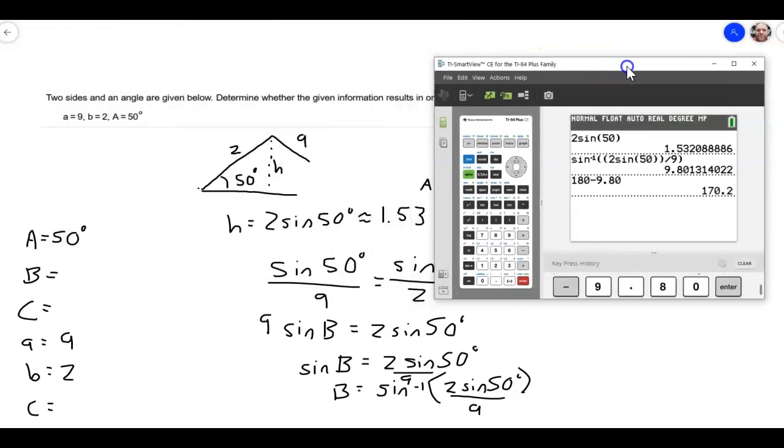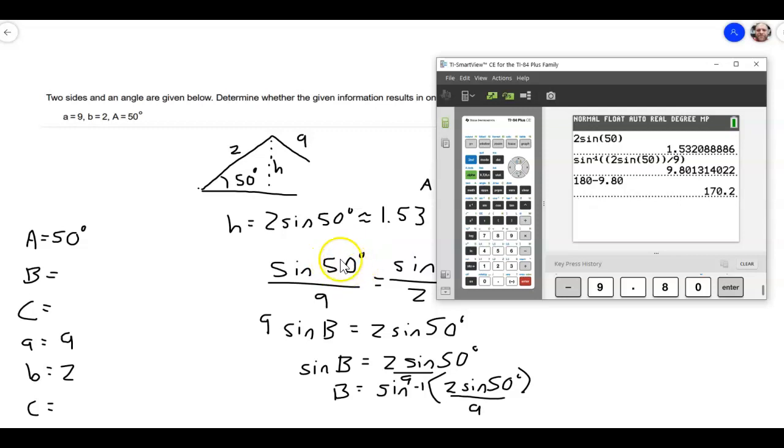But looking back at this, I know I have a 50-degree angle on my triangle. So 50 degrees plus 170.2 degrees is over 180, so I can discard the 170.2. I don't have to use that one. But there are certain cases where we do have to consider that other angle when we're doing the inverse sine function, and we're going to have to use that other angle instead in order to make this work.